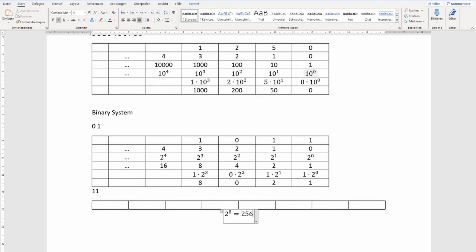Okay, and so we call these 8 bits one sign, one character. One character, and this is a byte. And this is why a byte is a byte, 8 bit. And this is why a byte can hold 256 different values. With one byte, you could count from 0 to 255. So 256 different variations.